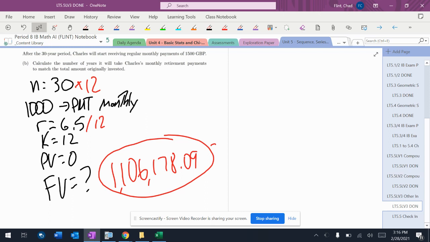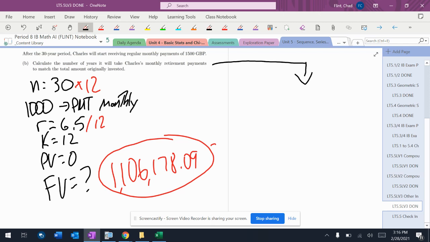Oh, sorry. After a 30-year period, Charles will start receiving regular monthly payments of $1,500. Calculate the number of years it will take Charles' monthly retirement payments to match the total amount invested. The total amount originally invested. So this one, it's a little weird as to how it is. I'm not positive this is exactly what they want to know.